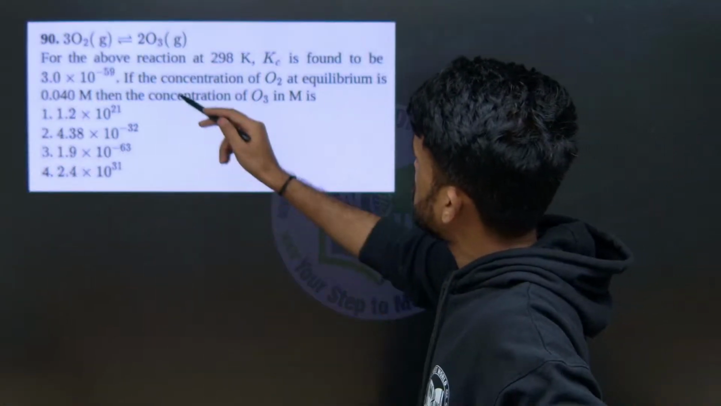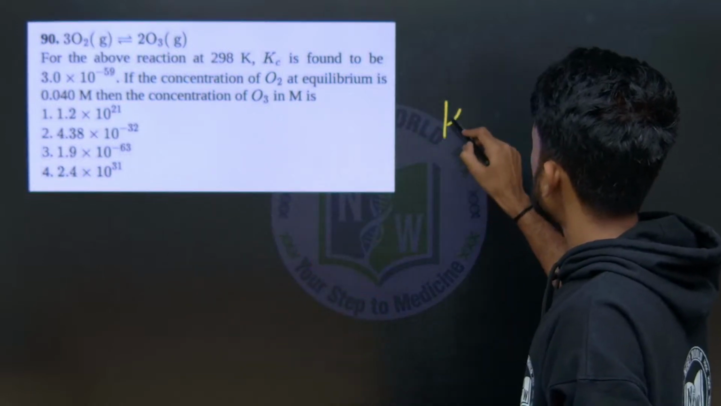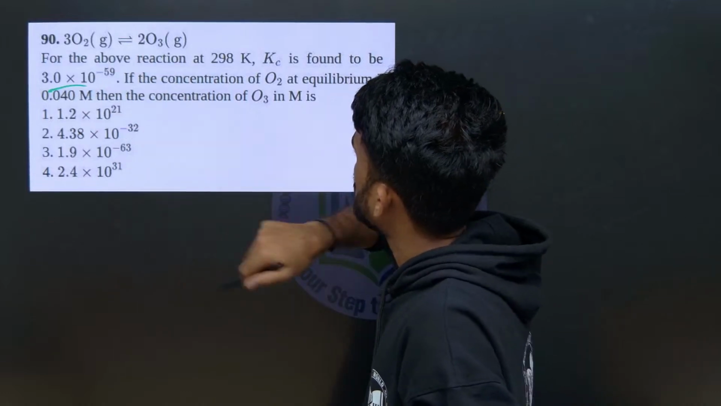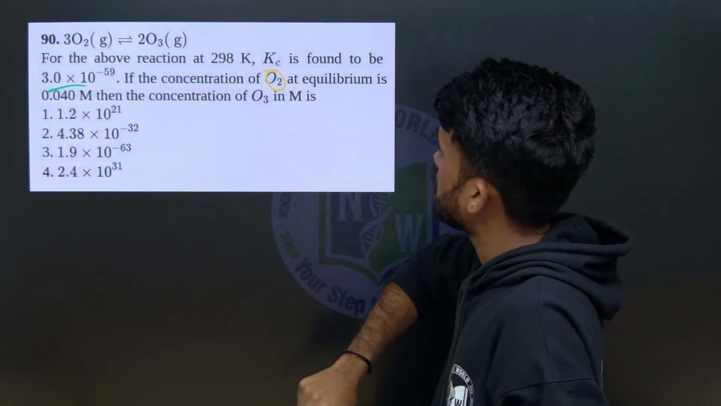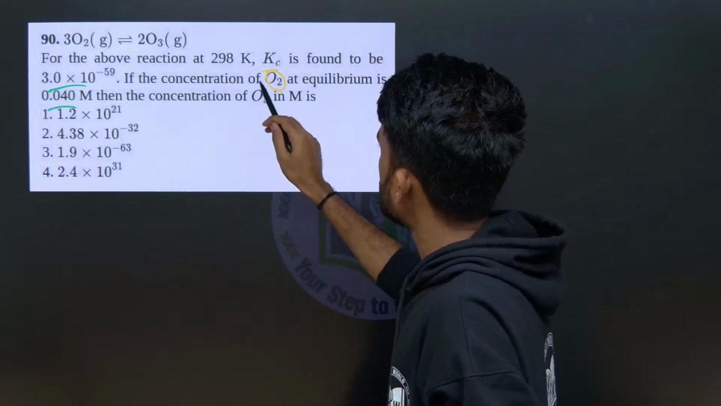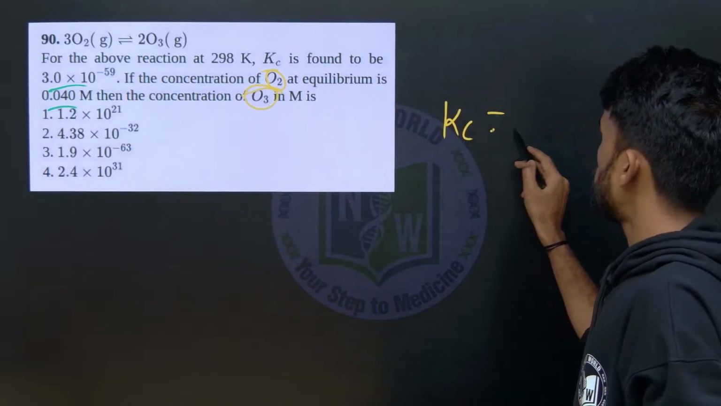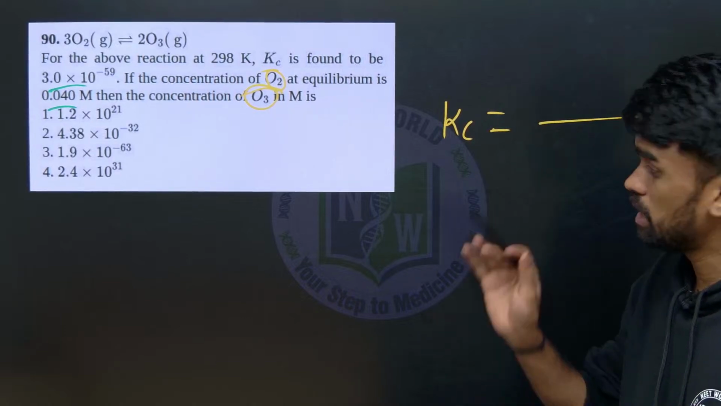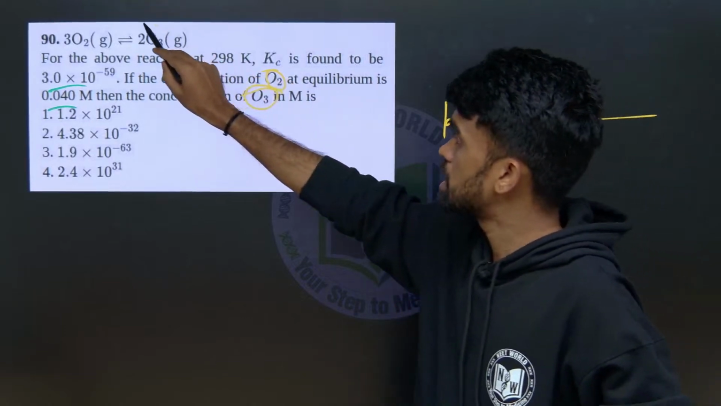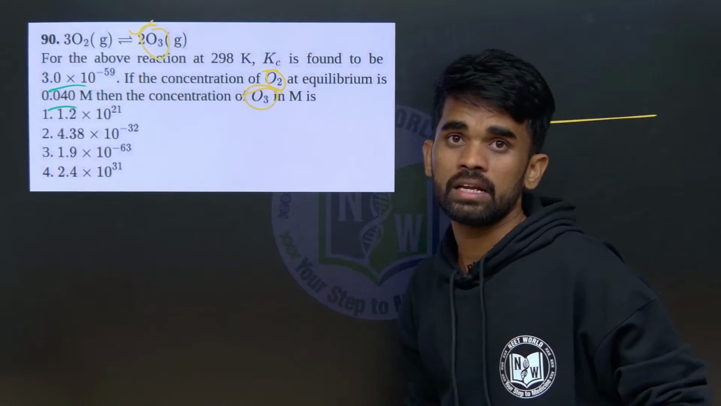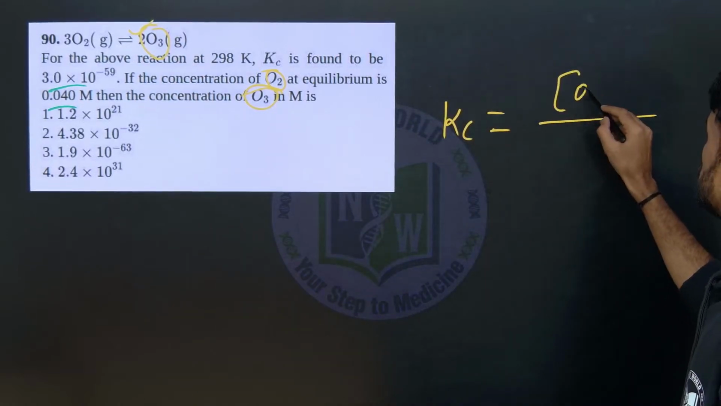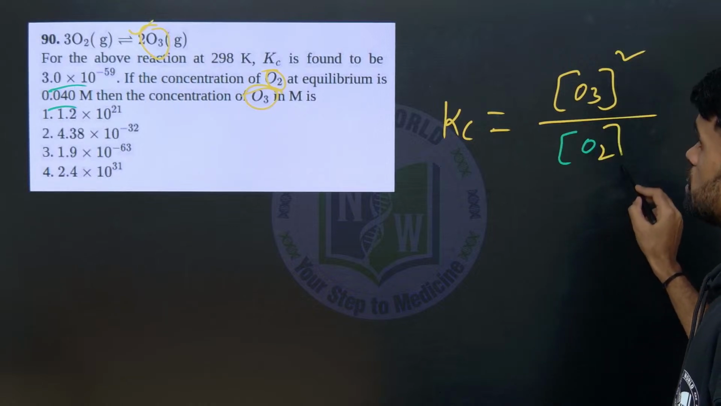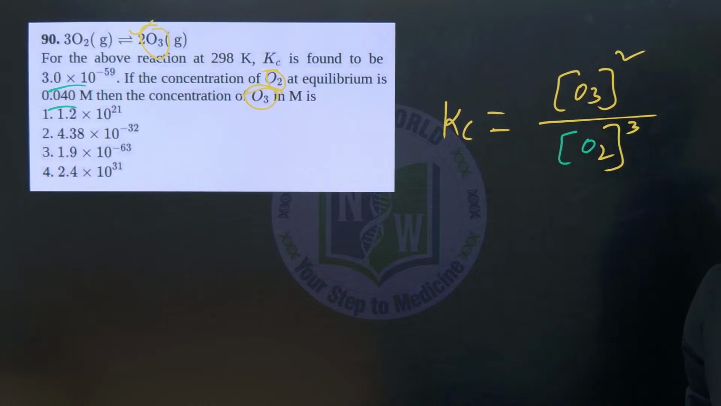Next. So this is again an easy question. Kc we need to find. Kc is given for the above reaction. Concentration of O2 at equilibrium is also given. Concentration of O3 we need to find. So whenever we are writing Kc for an equilibrium reaction, we write concentration of products to the power of their coefficients. So it means O3 concentration to the power 2 and O2 concentration to the power 3. This is how you need to write.